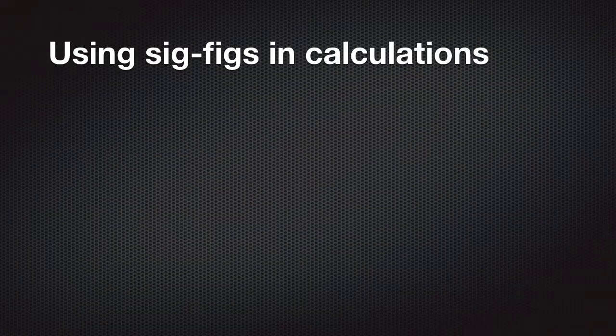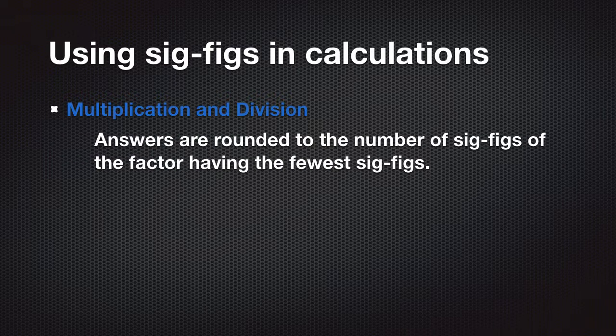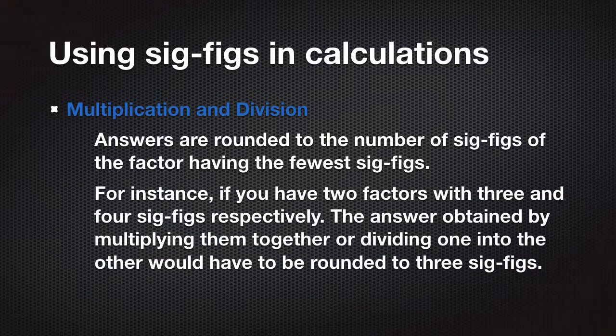Our second rule is for using significant figures in calculations involving multiplication and division. And this one is actually a little bit easier. In this case, answers are rounded to the number of sig figs of the factor having the fewest sig figs. For instance, if you have two factors, one with 3 and one with 4 significant figures respectively, the answer obtained by multiplying them together or dividing one into the other would have to be rounded to 3 sig figs, because the factor with the fewest number of sig figs only had 3.